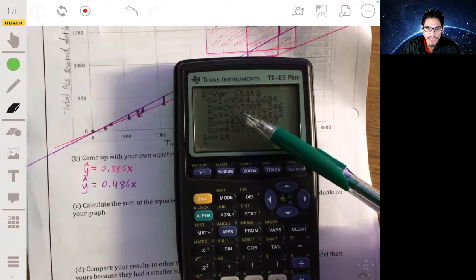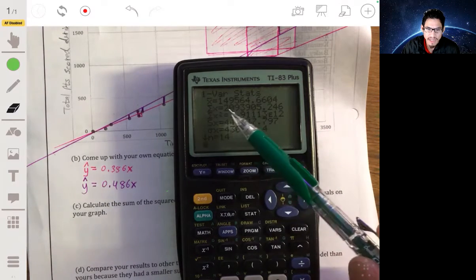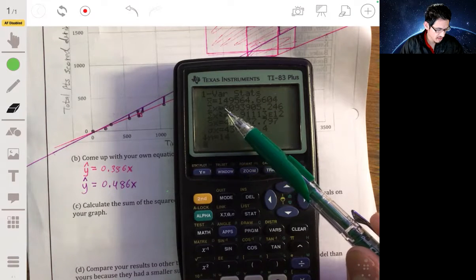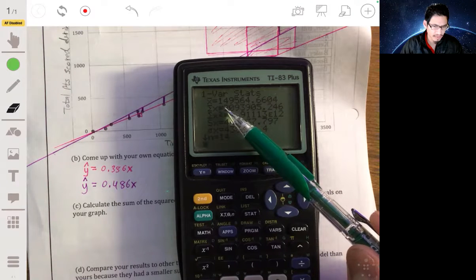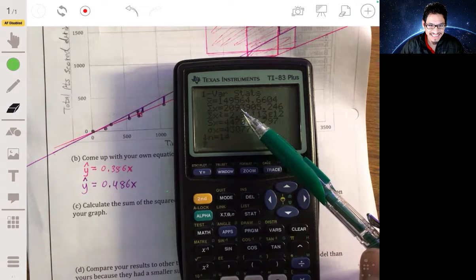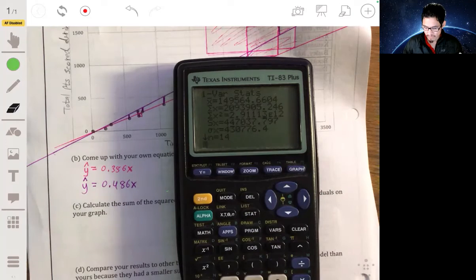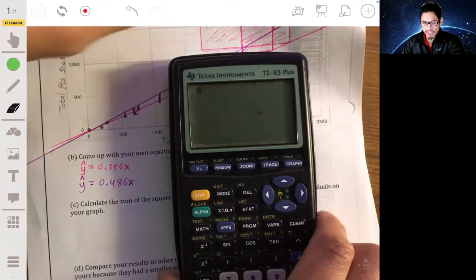This is going to give me all my basic statistics for my data in list 5. And my sum here is sigma x. My sum for the values in list 5 is a little more than 2 million, about 2 million and 93,905. And I actually already wrote this out on the table.